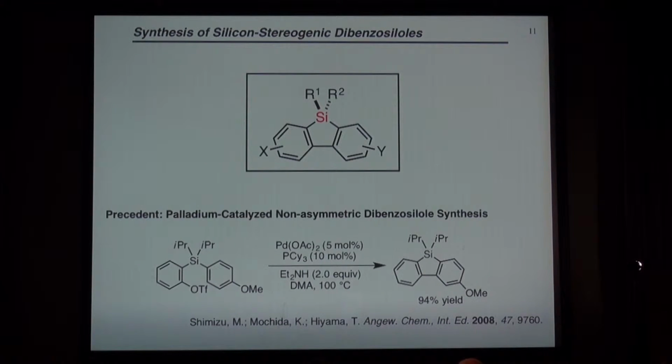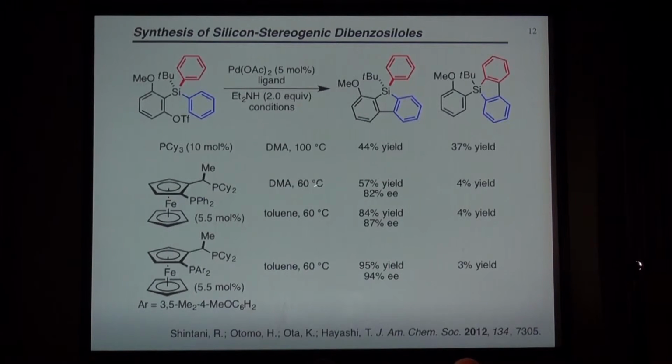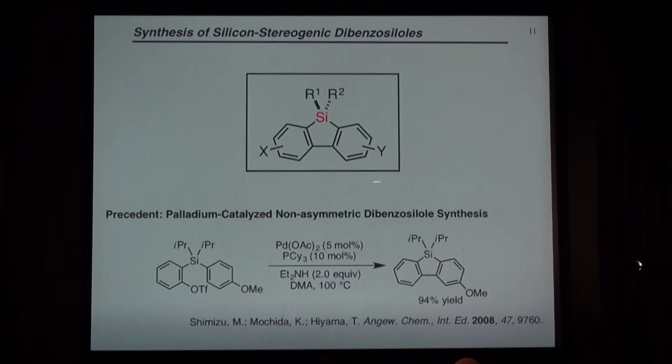Based on our initial success using silacyclobutanes as the prochiral substrates, we moved on to a different class of silicon-stereogenic compounds more relevant to material science. The target compound is shown here, dibenzosilole. Because of the utility of the dibenzosilole framework in material science, there is a lot of research going on in terms of efficient synthesis of dibenzosiloles under transition metal catalysis.